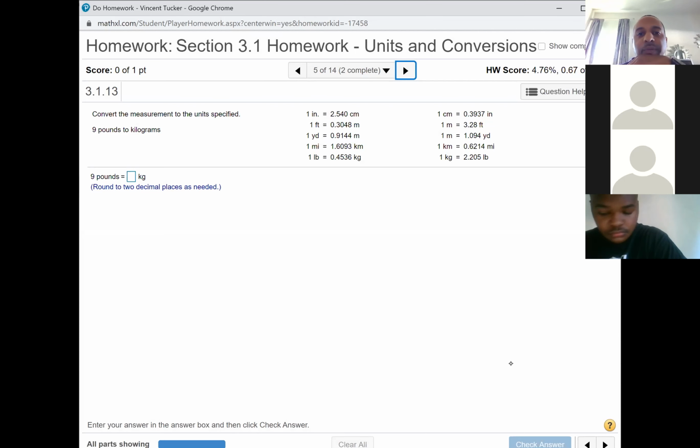Now also notice here, they got 1 pound is equal to 0.4536 kilograms. 1 kilogram is equal to 2.205 pounds. You can use either one of those conversion factors. They are the same relationship. If I were to divide the 0.4536 to the other side, that will give me 2.205. So they are the same conversion factor. It's just that one is set up for kilograms, the other one is set up to find pounds. But you can use either or, and you will still get the same answer.